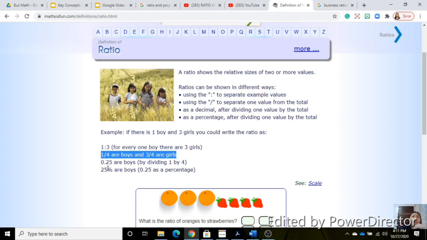Pag decimal naman, we're talking about 0.25 are boys. Okay, bakit? Because you're dividing 1 by 4. Kung percentage naman ang aanhin natin, we have 25% are boys or 0.25 as percentage. Di ba, yan yung pinag-usapan natin before doon sa nakaraang module ninyo. So, that's ratio. Meron din tayong tinatawag na part to part at saka part to whole.